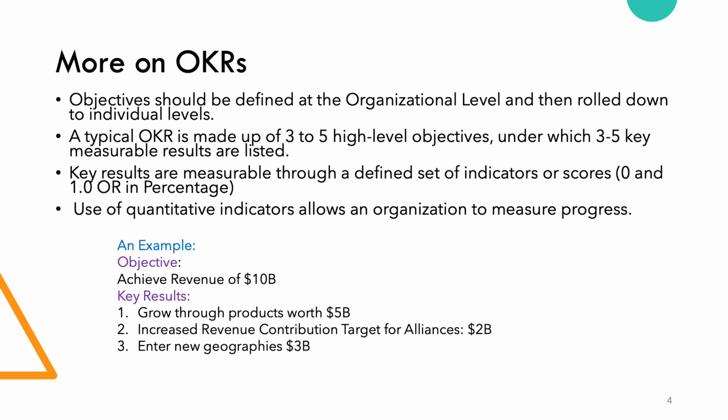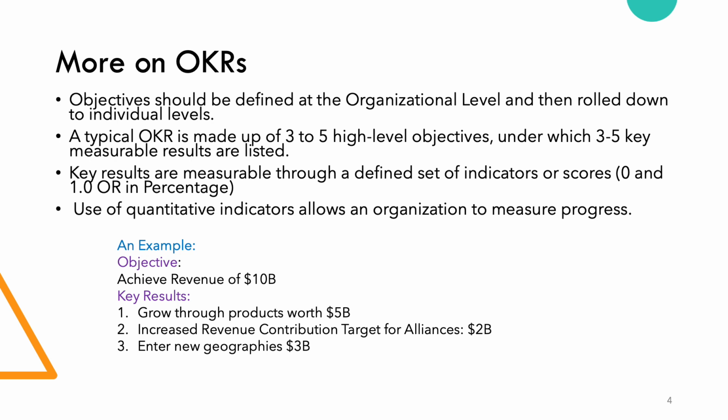Some more on OKRs. Objectives should be defined at the organizational level and then rolled out to individual levels. In one of the organizations that I worked for in the past, objectives were first defined at the CEO level and then percolated down to individual levels. This ensures that every individual in the organization works towards the same objectives that the CEO is working towards. A typical OKR is made of 3 to 5 high-level objectives, and each of these has 3 to 5 measurable results listed under it.